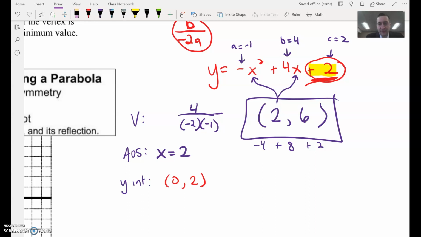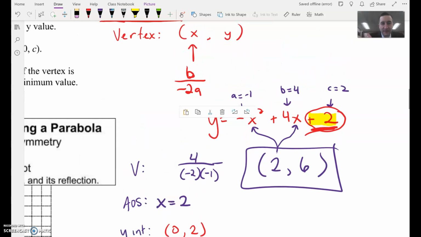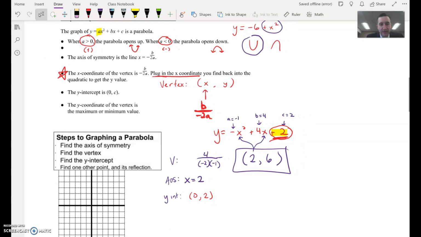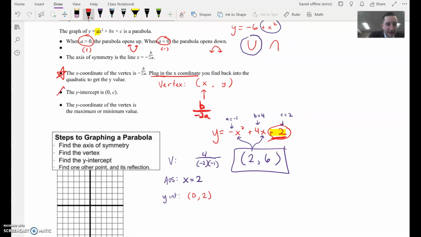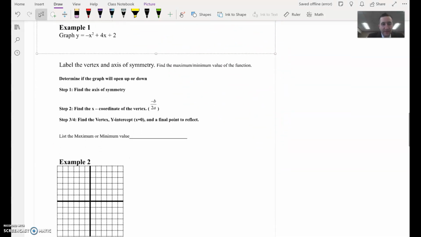And the way you find your vertex, you can go back and watch that process again, is this. You do b divided by negative 2 times a to get your x, then plug it in to get your y. Okay, that's the halfway point of the video: finding the vertex, finding the y-intercept, finding the axis of symmetry. Okay? So now let's go see some of these questions.